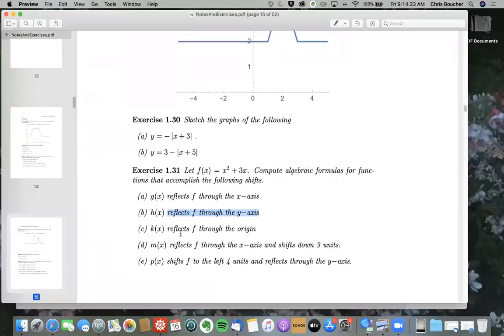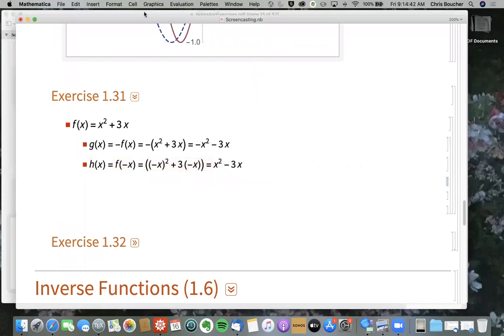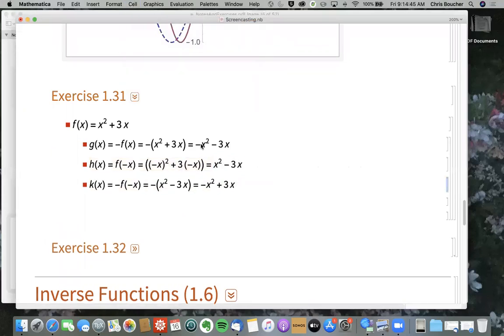Let's see the next couple here. So through the origin, we just said through the origin is both, right? That's a reflection through the x-axis and through the y-axis. So I'll want to do both here, put a minus sign inside and outside the function. So here's what that looks like abstractly. So I can do f of minus x, we actually just did up above, right? It's equal to this, x squared minus 3x. So I'll replace the f of minus x by that. I still have that minus sign outside. And then when I distribute through the parentheses, I get this result right here.